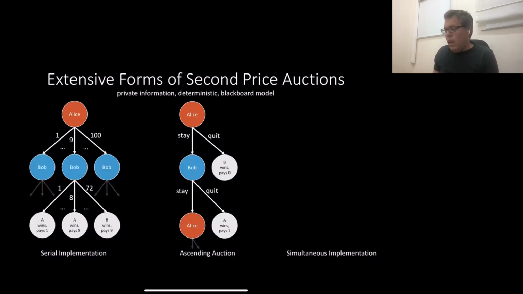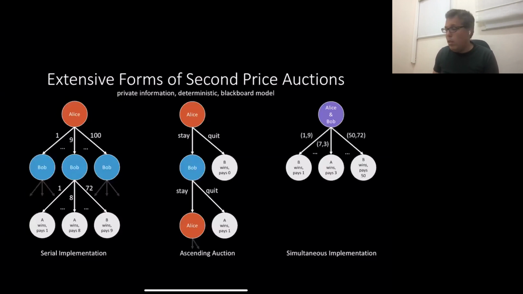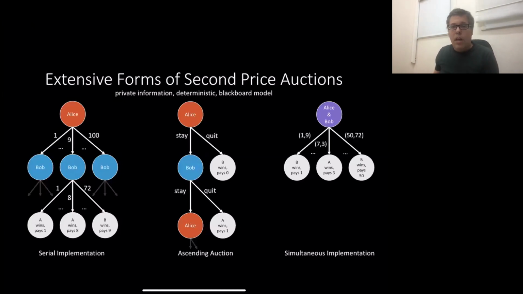And we also have the simultaneous implementation, in which Alice and Bob simultaneously make a bid. So now the edges are labeled with the bids of both, for example 1 and 9. That means that Alice makes a bid of 1 and Bob makes a bid of 9. Questions so far?